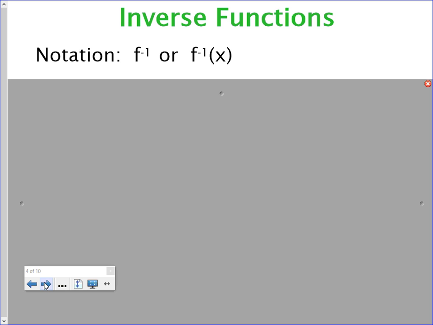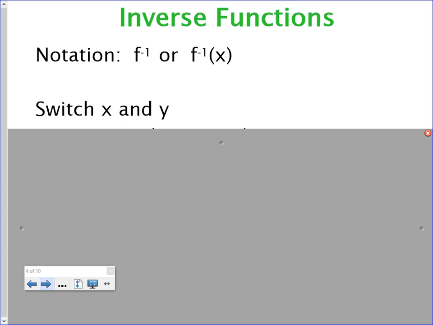Yes. What do you have to do before you start solving for the y? I think that's kind of where you're going on that. Switch x and y. Yeah. You switch x and y. So this works for all scenarios.